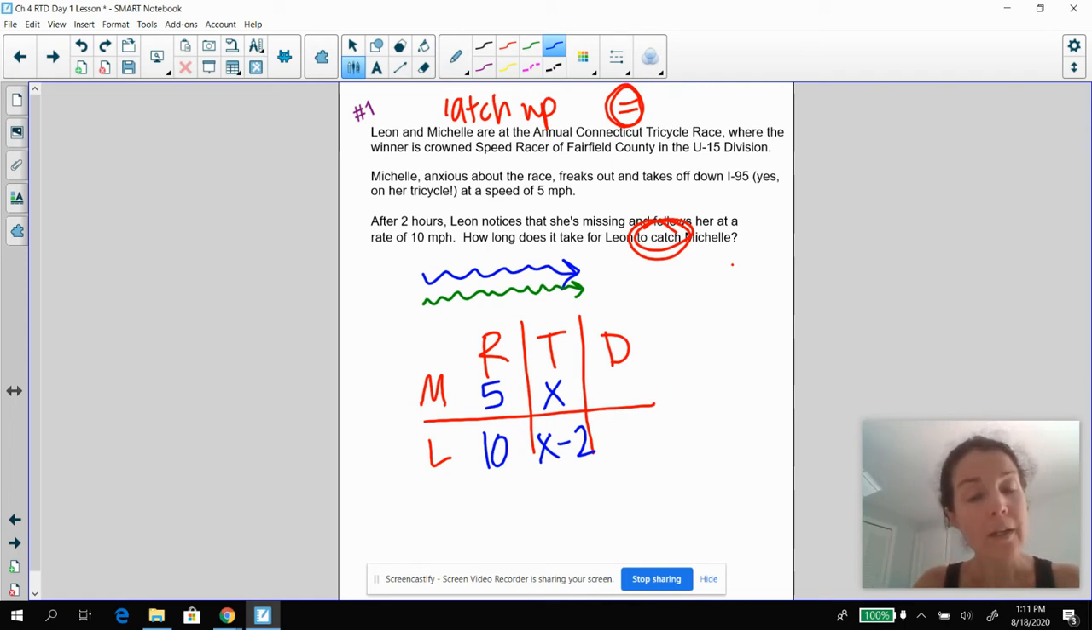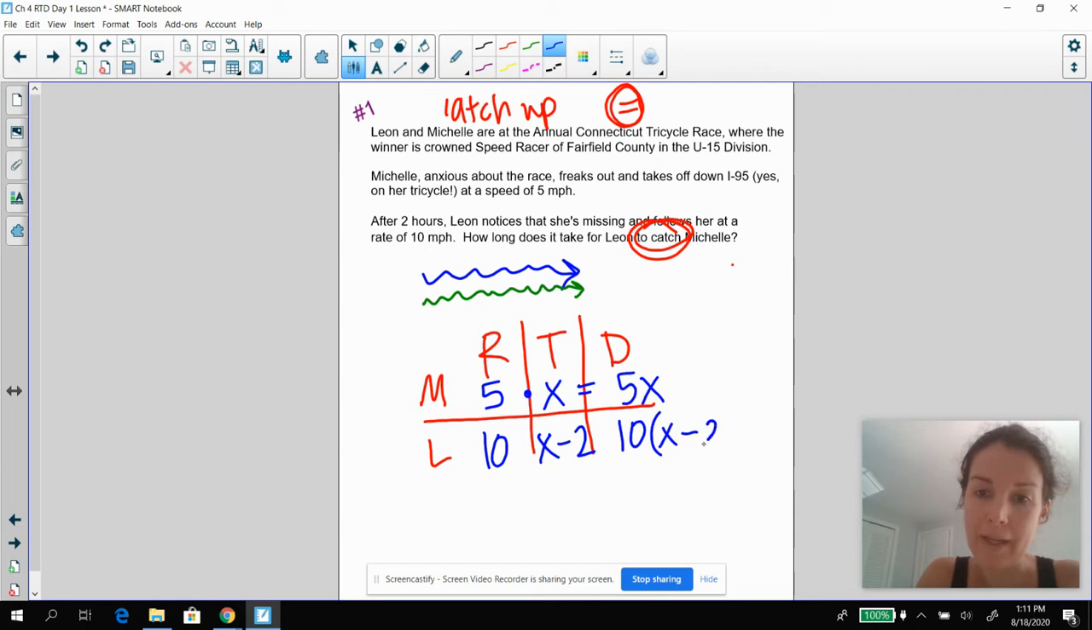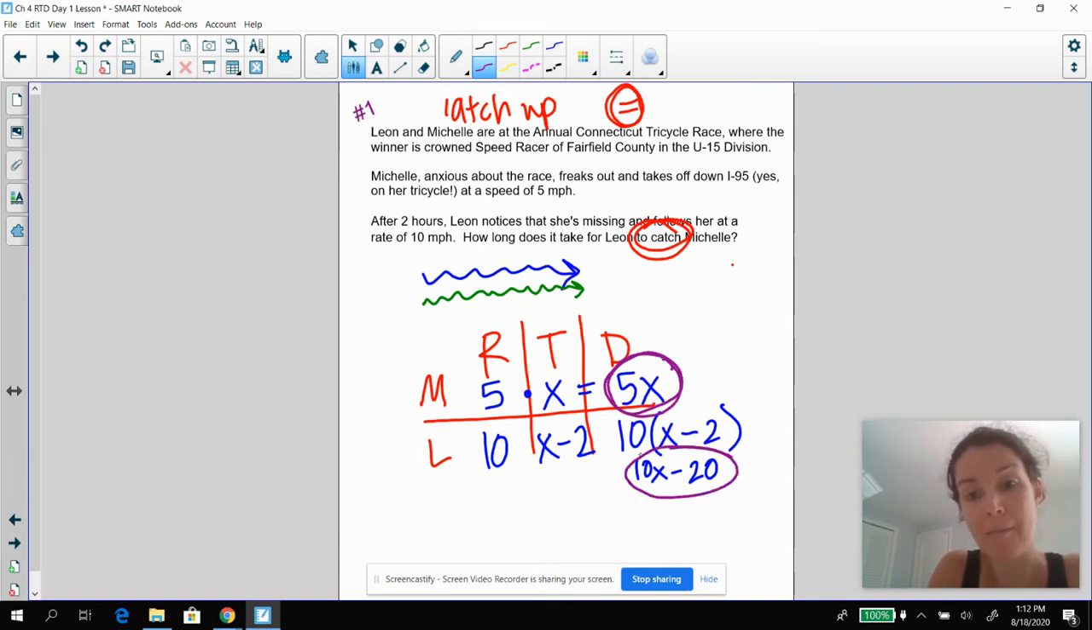Then all we need to do is take this information and fill in our distances. If rate times time equals distance, Michelle's distance is going to be 5 times X. And Leon's is going to be 10 times, and you have to be careful here, X minus 2. I want to distribute here, so I would get 10x minus 20. We just did the biggest part of these RTD problems, and that's figuring out what the distance is. So I know Michelle's distance is 5x, and Leon's is 10x minus 20.